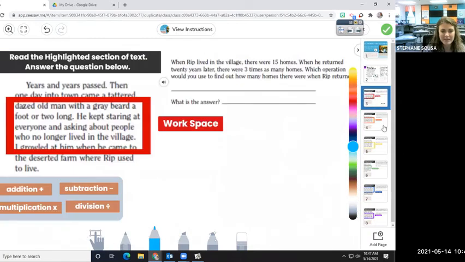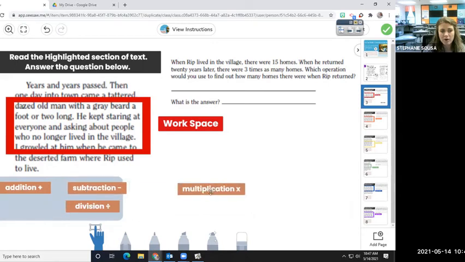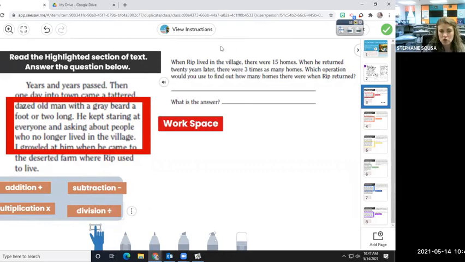Today, your task is to solve each of these 6 problems that are on slides 3 through 8. On each problem, you are going to decide if you are adding, subtracting, multiplying, or dividing. Okay? You will read the problem or listen to the problem. You will use the information from the story to answer the questions.